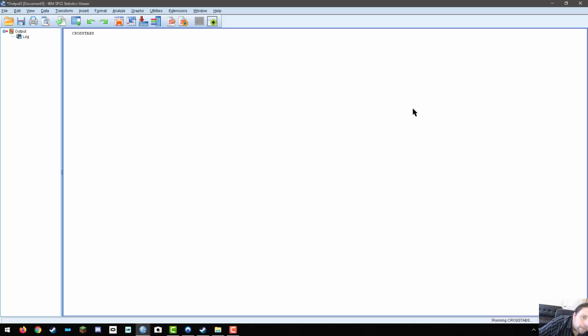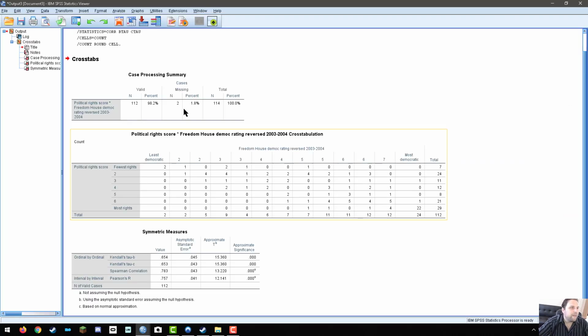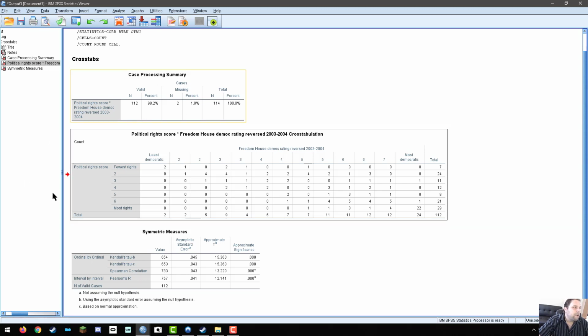And again, my camera is right in the way of where I should be clicking. So here we go. We have our political rights score by our democratic rating. So we got fewest rights, 2, 3, 4, 5, 6, most rights, least democratic, most democratic. But it looks like it might not be, because it looks like we have 8 categories here as our potential choice. Because here fewest rights is 1 and most rights would be 7. Here it's 1 and most democratic would be 8. So I was wrong. We're going to be running a Kendall's tau C.